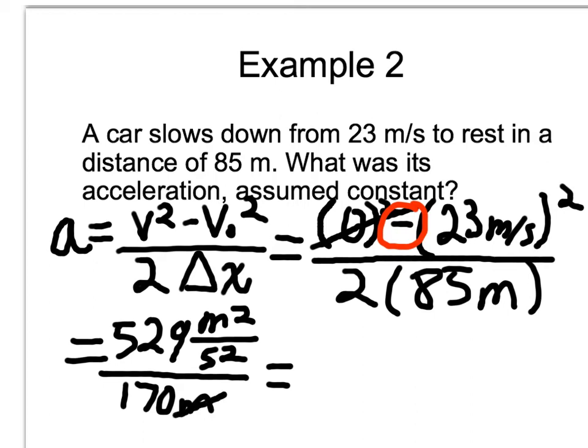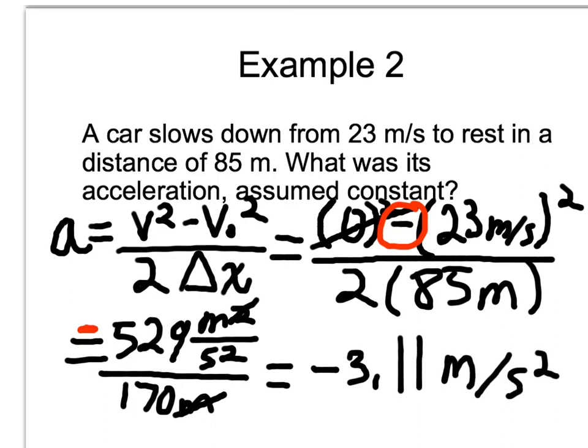Notice that 1 meter will cancel with one of the meters in the meters squared, leaving me with, oh, you know what I did? I talked about keeping that negative, and then I didn't keep it in. So that's negative 529 meters squared per second squared on top. So when I do the division, I get negative 3 point, and I'm going to round to just 3 digits, so 3.11 meters per second squared. All right, if you need to look over that one again, feel free to do so.